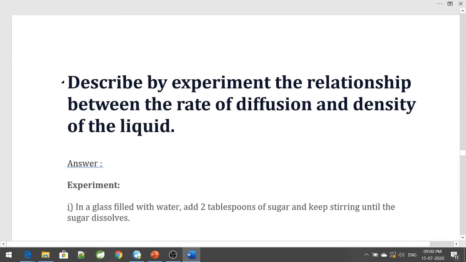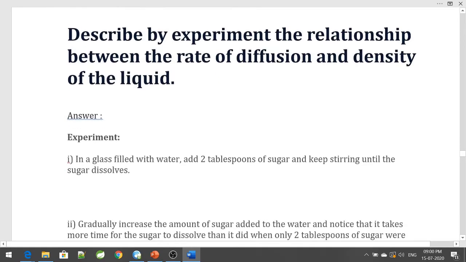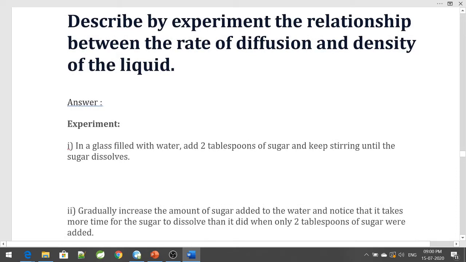Let's see next. Describe by experiment the relationship between the rate of diffusion and density of the liquid. Rate of diffusion and density of liquid. Now, diffusion is the movement of particles from one place to another, and density is the amount of particles present in a unit volume in a particular area.